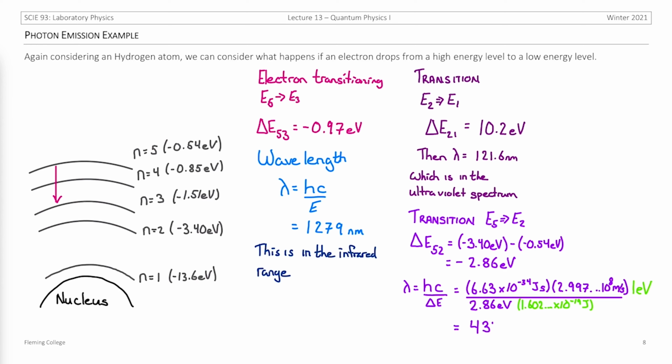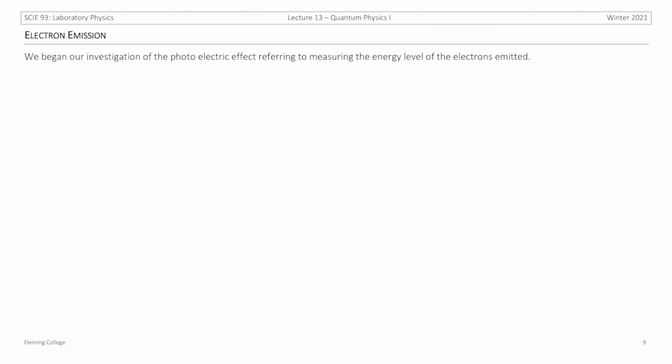433.8 times 10 to the negative 9 meters. Remember, 10 to the negative 9 represents the nano prefix. So this is approximately 434 nanometers. So we would get an emission of violet light. If you think back, if we would emit violet light on this transition, going the other way from 2 to 5 means that our previous example, the purple light, would be absorbed by that electron.